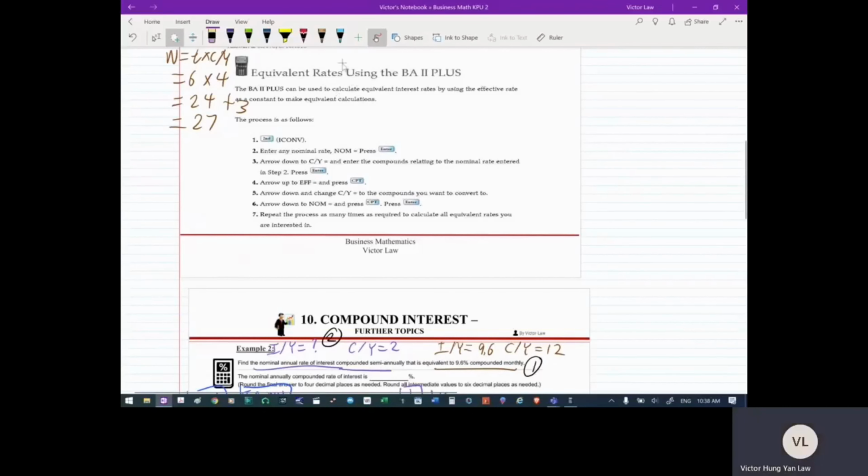Our next topic is learning how to calculate equivalent rates on the financial calculator. So I'll give you the steps here. Basically, we're using the I-conversion function on the financial calculator, and we're going to follow these steps to calculate equivalent rates. We're going to go through example 2 right now, and I'll show you how to solve for equivalent rates.